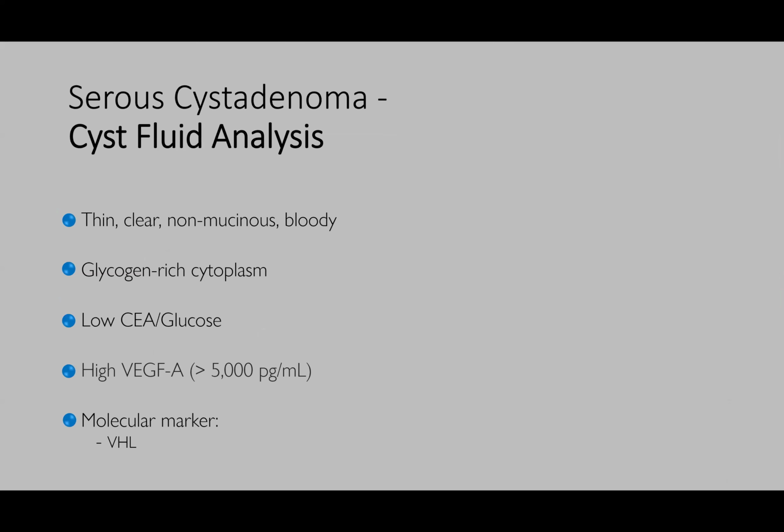Again, cyst fluid analysis is something that we do for atypical lesions. In these patients, you tend to see thin, clear, non-mucinous fluid. It's glycogen-rich. Typically tends to have low CEA and tends to have high glucose. And some people estimate the levels of the vascular endothelial growth factor. A high level suggests SCA. In our institution, we look for this molecular marker VHL, which strongly suggests a serous cystadenoma.